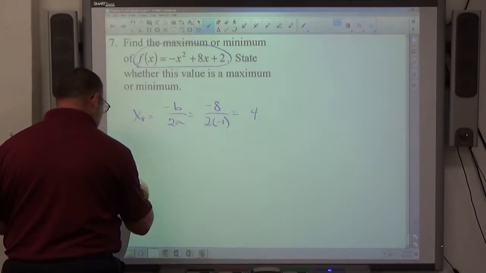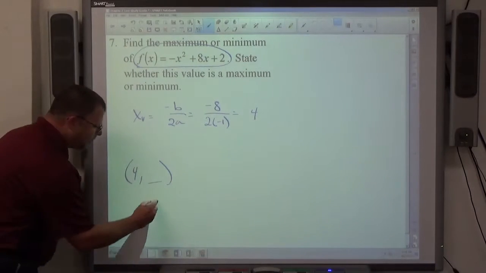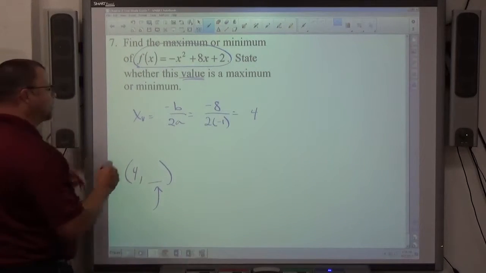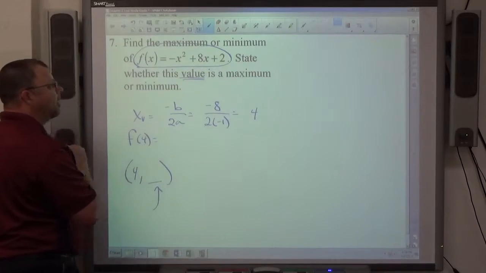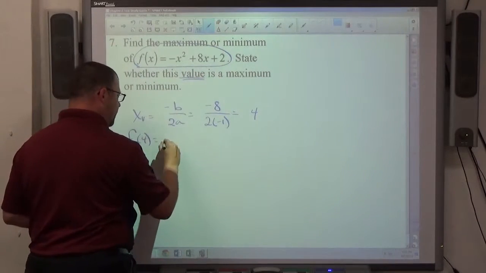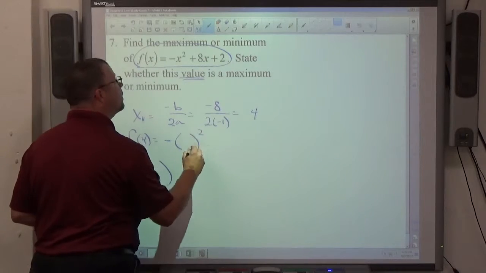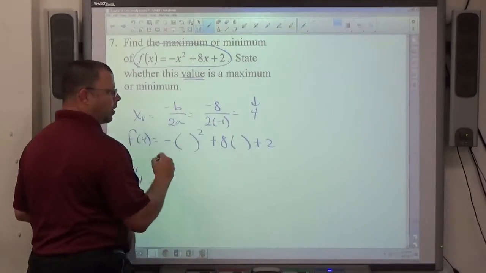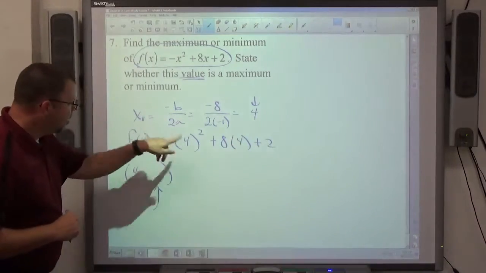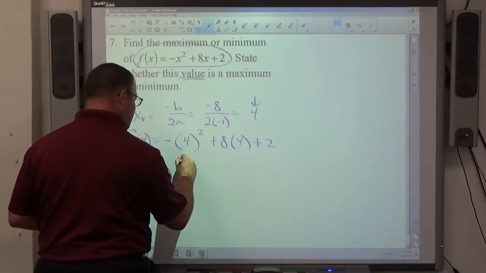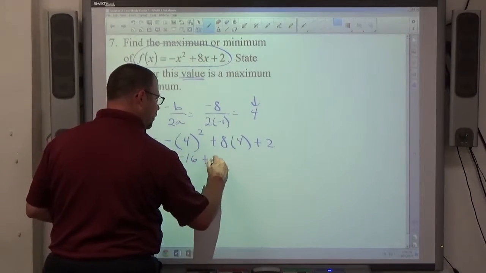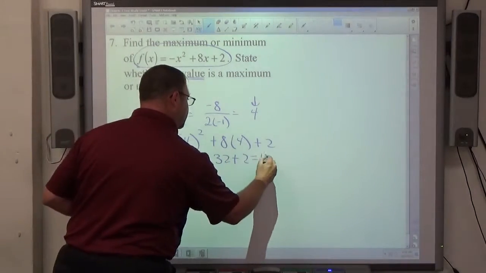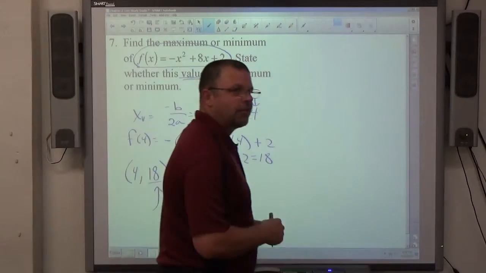So my vertex occurs at 4 comma something. The something is what I'm looking for. That's going to be the actual value that I'm looking for, whatever the y-coordinate is. To do that, I simply have to do f of 4. F of x equals this function, negative x squared. The minus sign is not being squared, the x is. Plus 8x plus 2. We're letting x equal 4 because that's the x-coordinate of my vertex. And again, 4 is being squared, minus sign isn't. So 4 squared is 16, make it negative. 8 times 4 is 32. Negative 16 plus 32 is 16, plus 2 equals 18. So 4 comma 18 is my vertex.